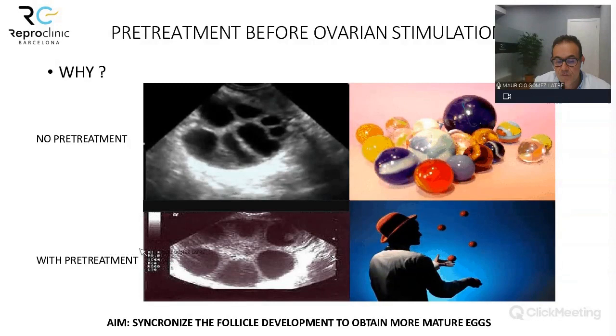Conversely, if we use pretreatment, we have more chances of synchronic follicle development, and that's why the options to retrieve more mature eggs increase.